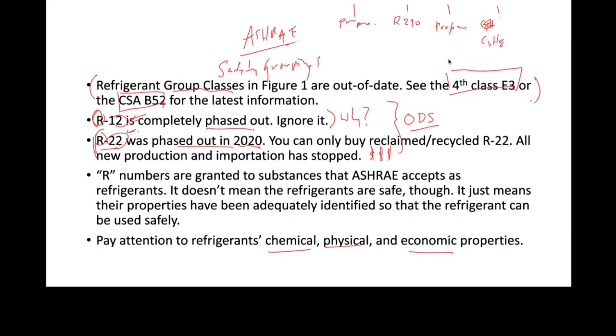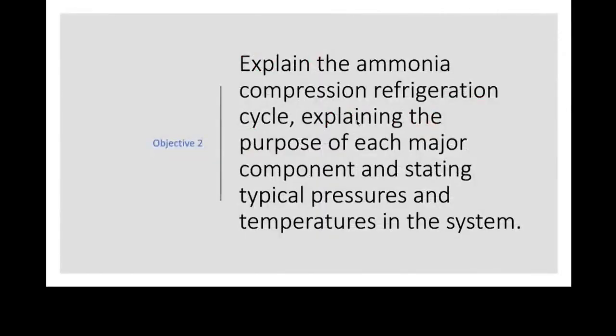And so you should know that ammonia is the common name. NH3 is its chemical formula, and its ASHRAE designation is R717. That type of stuff. Okay. And what you're going to find is I usually use the ASHRAE designations when I'm going over this stuff.